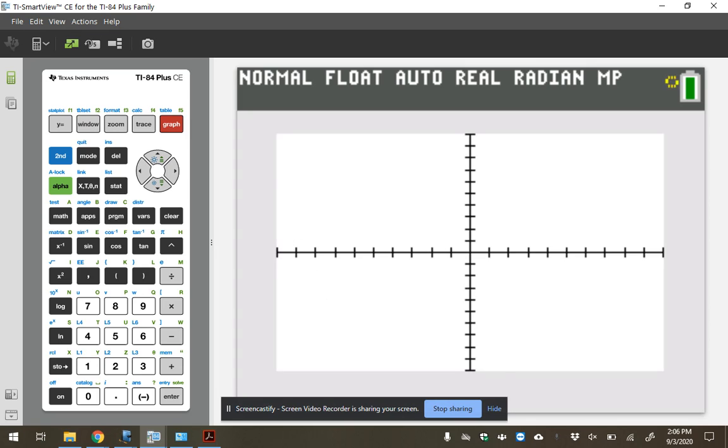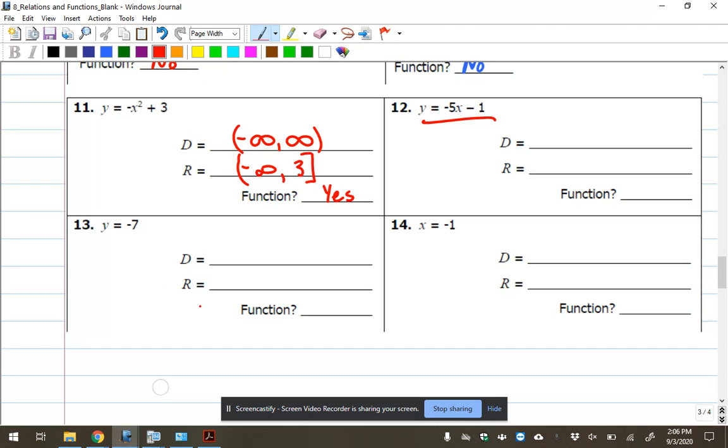I'm going to hit graph. There's that nice line that we knew it should have been, just based on general knowledge about equations of lines. Okay? So, function, yes, we know lines like that are functions. The domain would be -infinity to positive infinity. The range would be the same thing. It's just almost exactly like number 8, the example that we did with number 8.